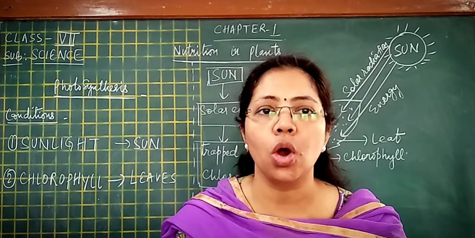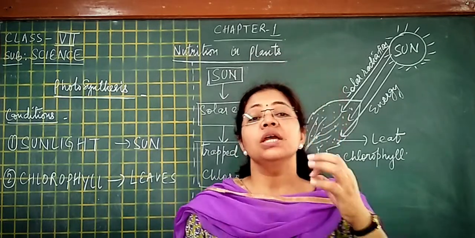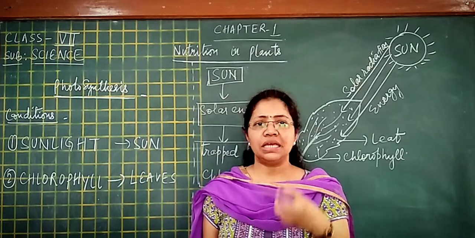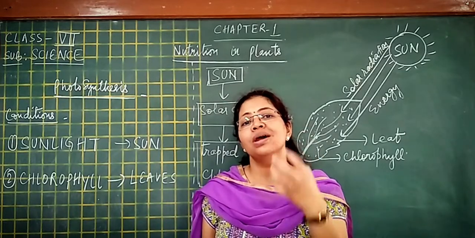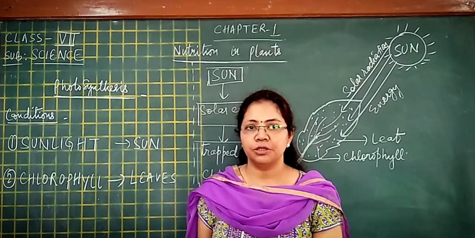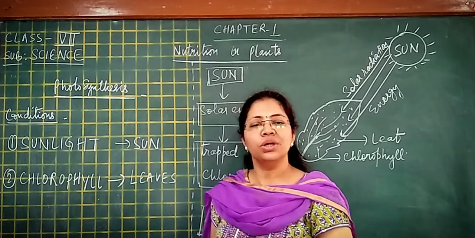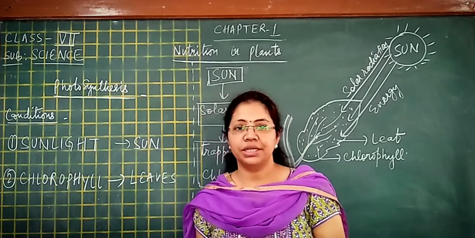It means if you remove chlorophyll from the leaves of the plant, then no photosynthesis is going to occur, because it is chlorophyll only which can trap the solar energy of the sunlight, and that they again further convert in the form of carbohydrates.